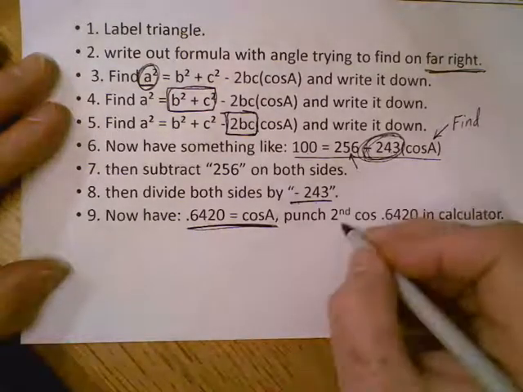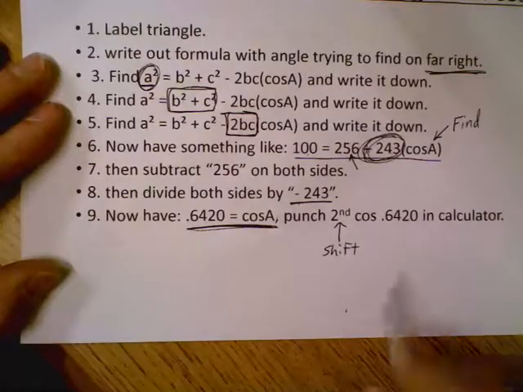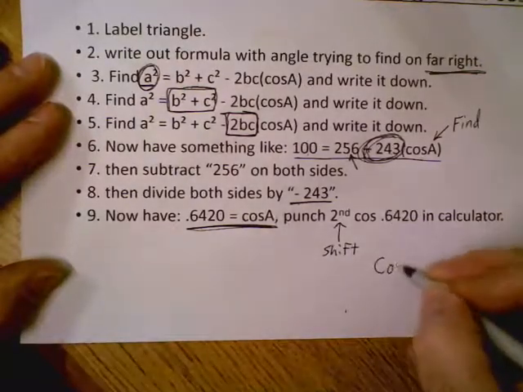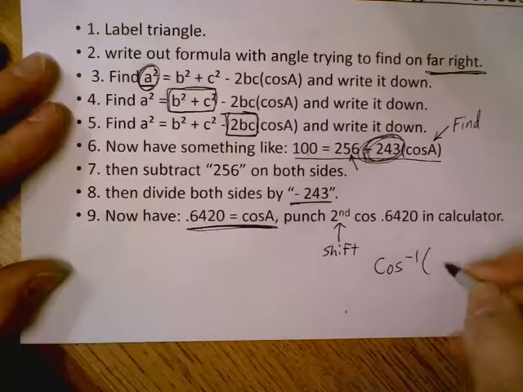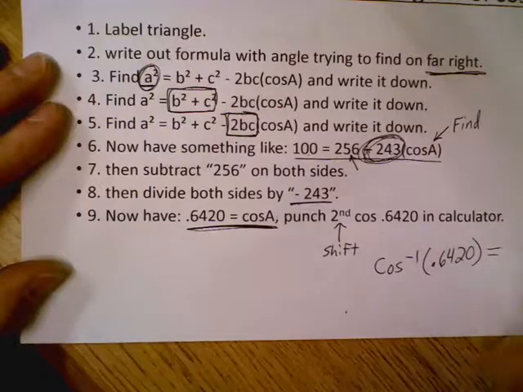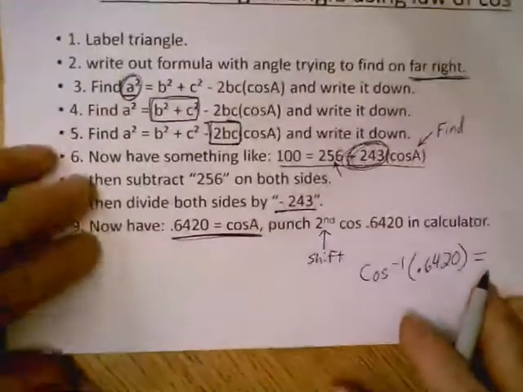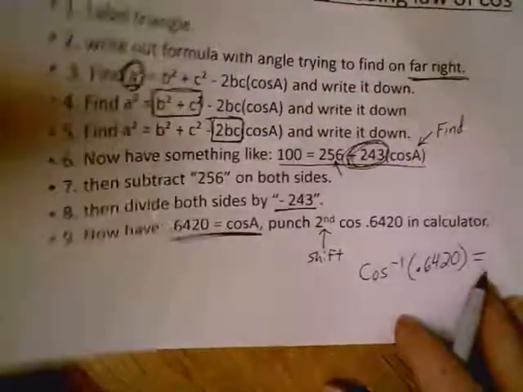Well, then we're going to hit second or shift on your calculator, and it's going to look like this: cosine to the negative 1. Then you just punch in that 0.6420 into your calculator, hit equals, and it's going to tell you the angle measure. Hopefully it'll make more sense as I do one of these examples.